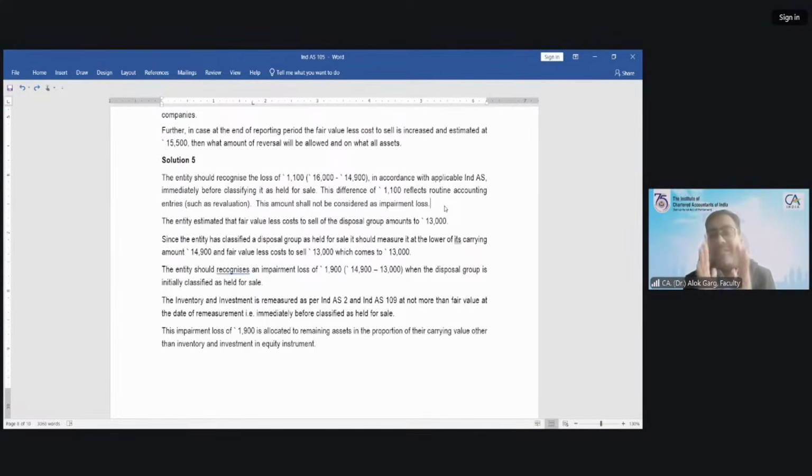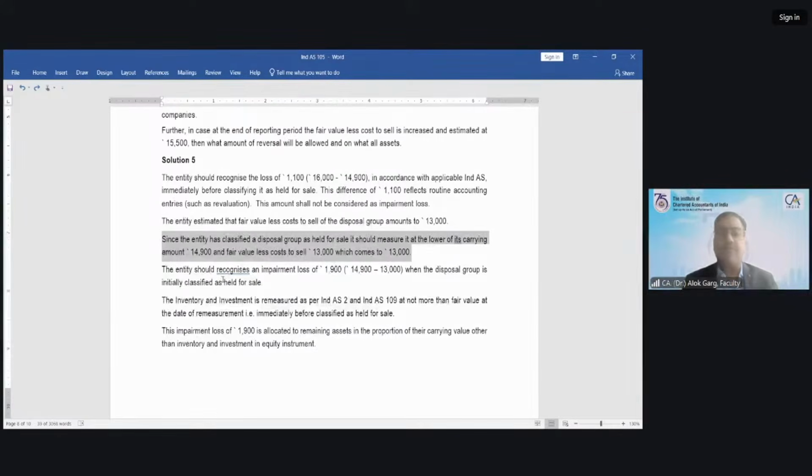But once it is classified as held for sale, your carrying amount of the disposal group becomes 14,900, and your fair value less cost to sell becomes 13,000. So 1,900 is your impairment loss as per Ind AS 105. The entity estimates that fair value less cost to sell of the disposal group is 13,000. Since the entity has classified a disposal group as held for sale, it should measure it at the lower of its carrying amount 14,900 and fair value less cost to sell of 13,000, right?